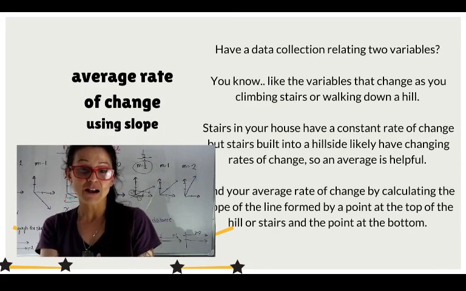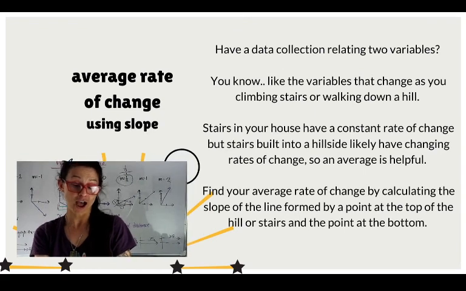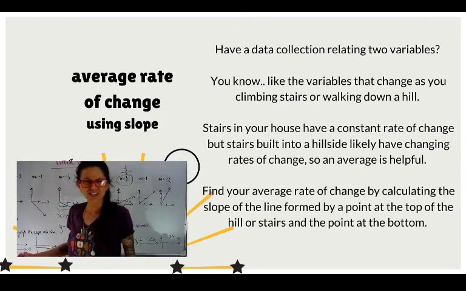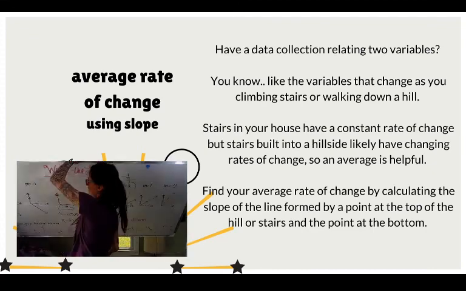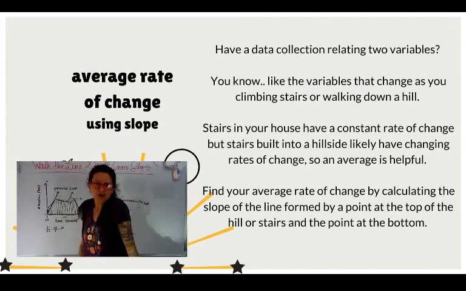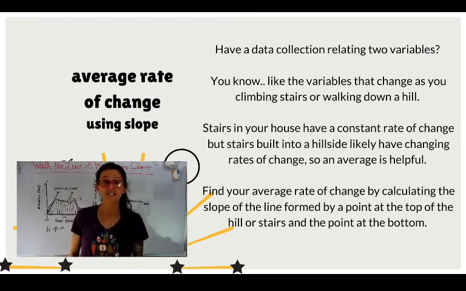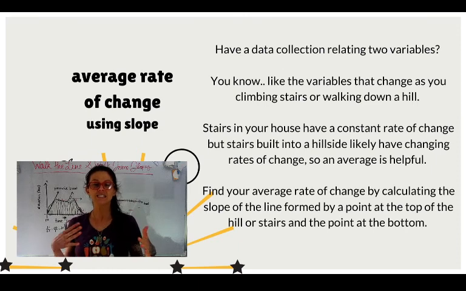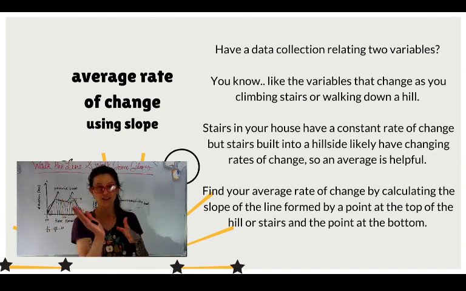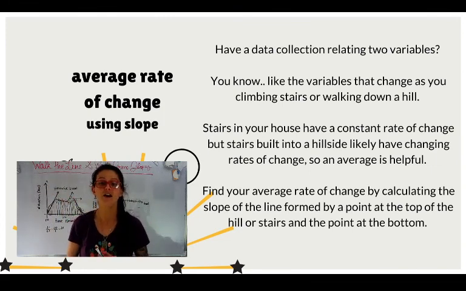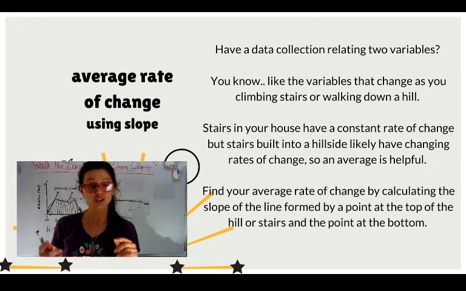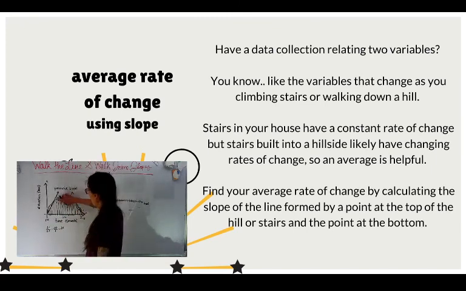Like I said, an average rate of change is helpful when your lines are not perfectly linear, so you have a data collection relating two variables, like the variables that change as you're climbing stairs or walking down a hill. Stairs in your house have a constant rate of change, but stairs built into a hillside likely have changing rates of change. So in the case of nature, an average is helpful to look at the slope of the stairs or hillside. Find your average rate of change by calculating the slope of the line formed by a point at the top of a hill or stairs and the bottom of the hill or stairs.